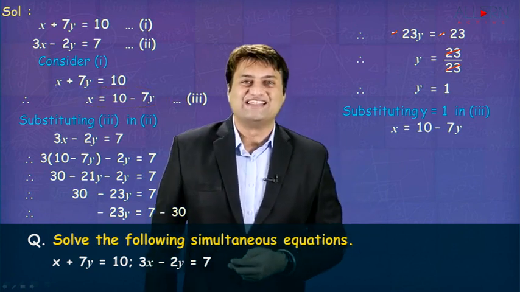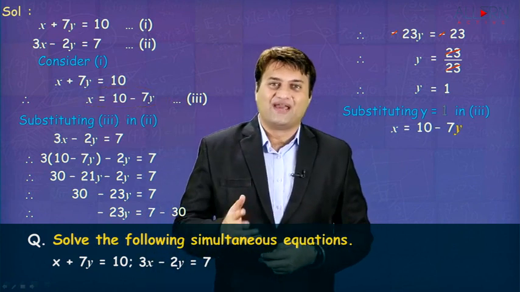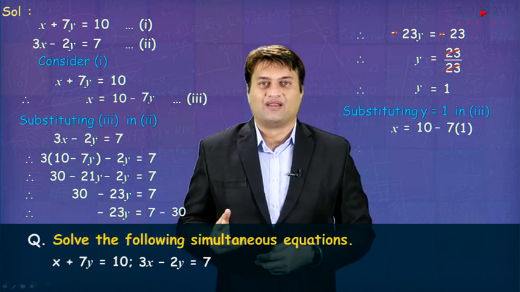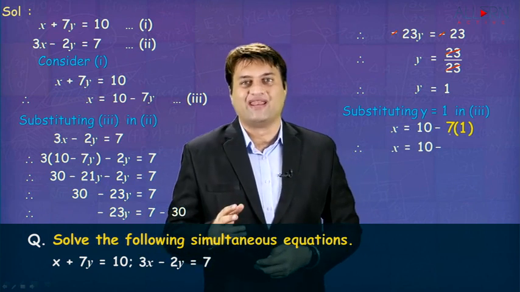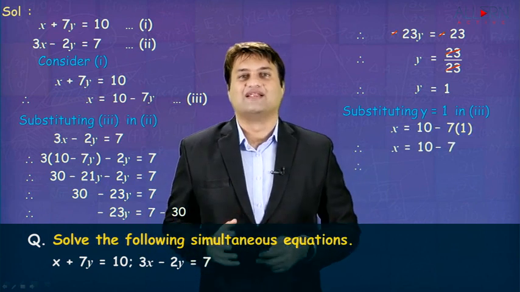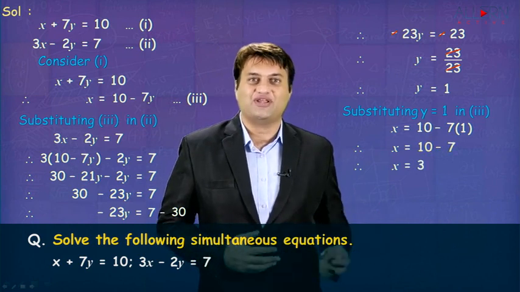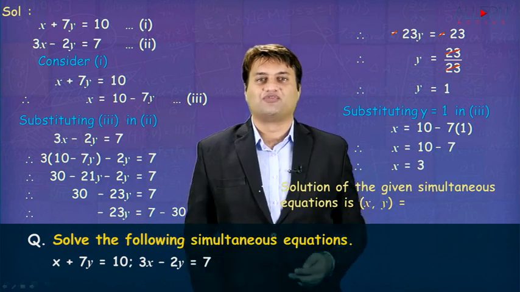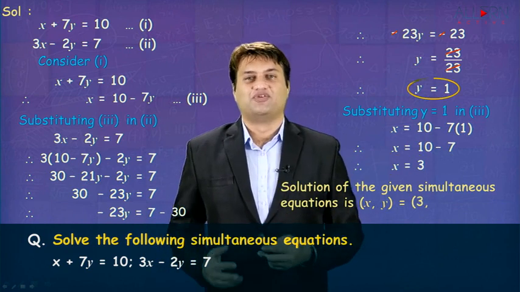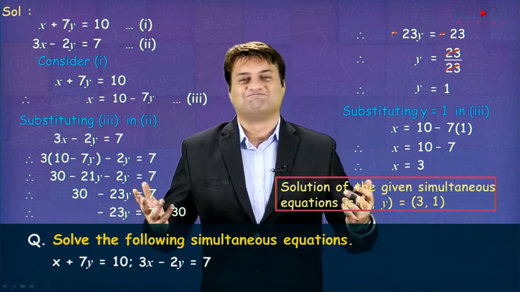You get x is equal to 10 minus 7 into 1, that is x is equal to 10 minus 7, that is x is equal to 3. So you get the value of x as 3, and y as 1. Write the final answer. The solution is (3, 1). As simple as that.